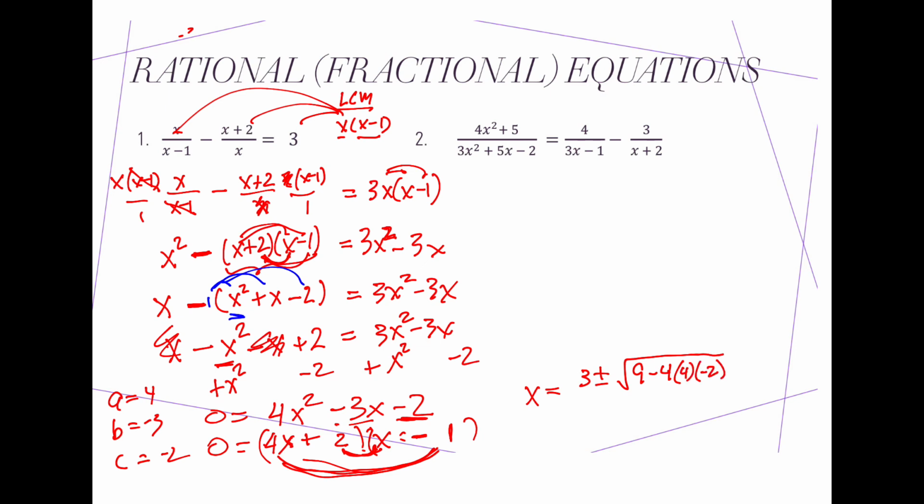Now, if exactly one of them is negative, if they're both negative, then we still just have a subtraction there. But if one of them is negative, this becomes plus. So I have 9 plus 8 times 2, so 9 plus 16.